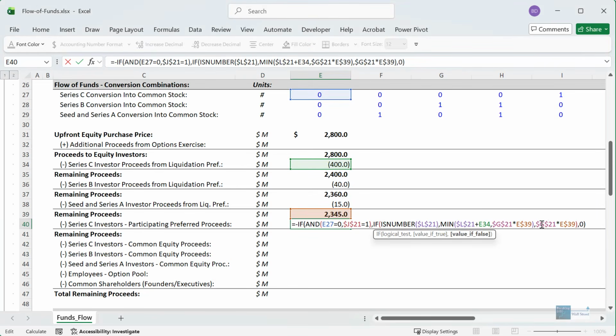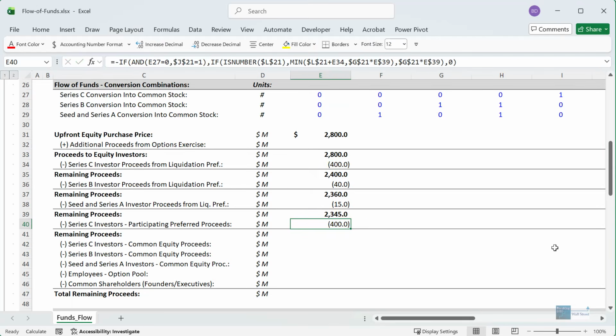Now, if there is no participation cap, then we just take the remaining proceeds times the 35% ownership percentage, and then we have a 0 at the end because if there is no participating preferred, there will be nothing here in general. And now you can see how this works. Now with that cap in place, they get a maximum of $800 million total, and that is how you build in participating preferred to this type of schedule.